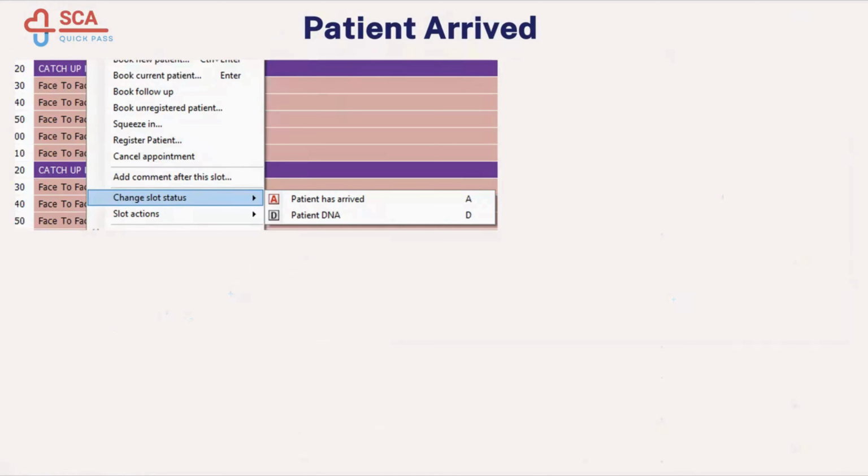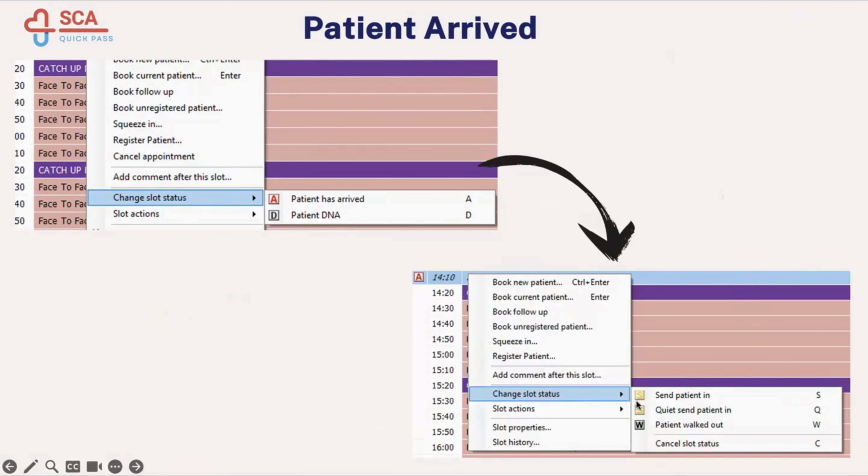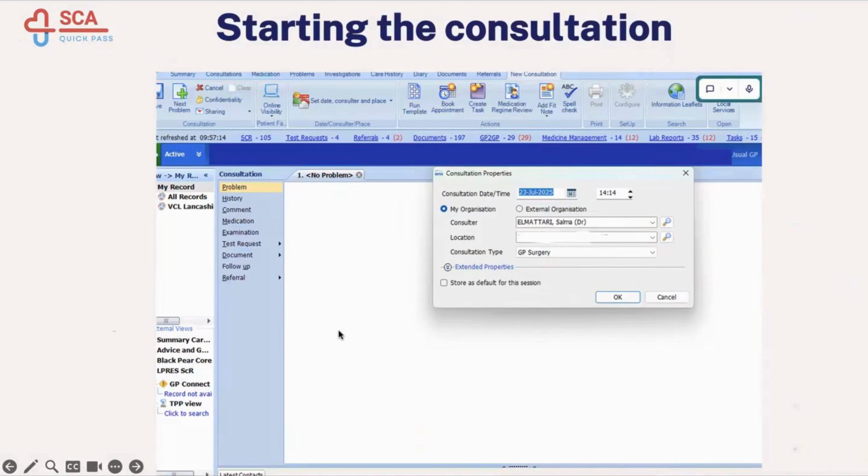So you want to send your patient into your clinic. You can do it two ways, either by right-clicking and pressing Send Patient In, or by clicking on the patient's name and pressing S on your keyboard. As you can see here, I have a patient that came 10 past 2, and I'm just going to press Send Patient In to start this consultation. As soon as you start your consultation, this is how the homepage looks. You're going to press OK, and you're going to start your consultation.